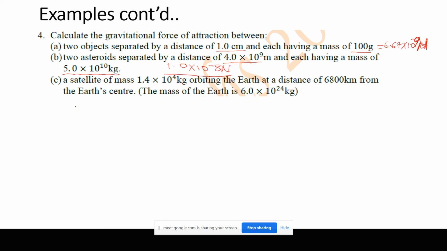Okay, and then the last part, I think that is correct. The last part: a satellite of mass 1.4 times 10 power 4 kilograms orbiting the Earth at a distance of this from the Earth's center. The mass of the Earth is given as that. Calculate the gravitational force of attraction between the satellite and the Earth.